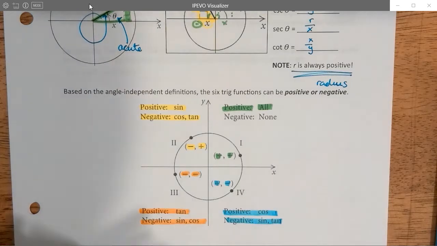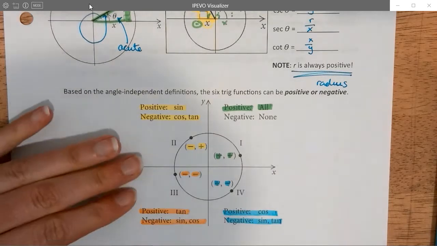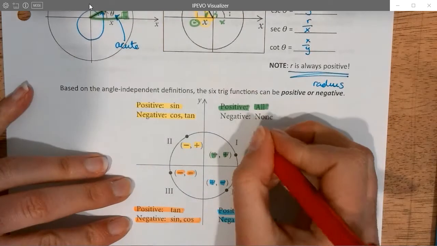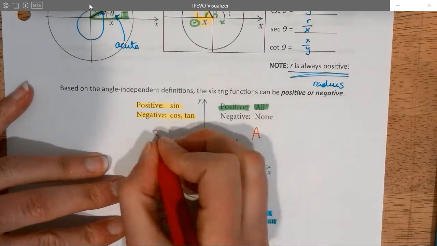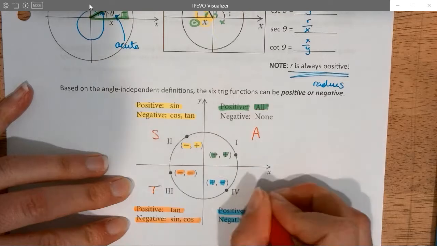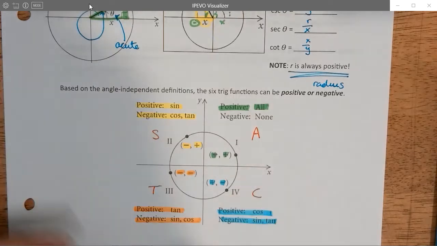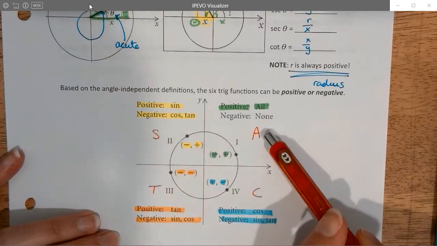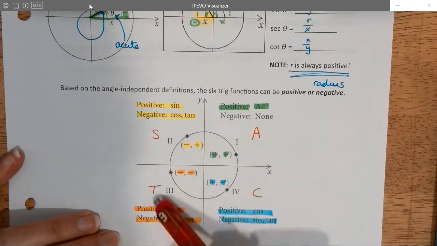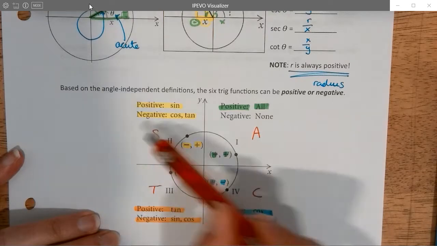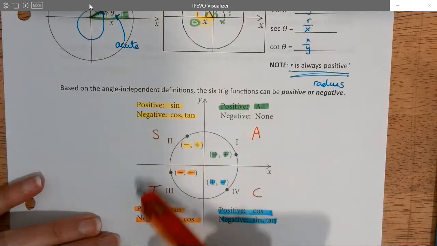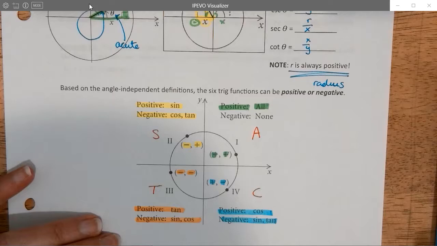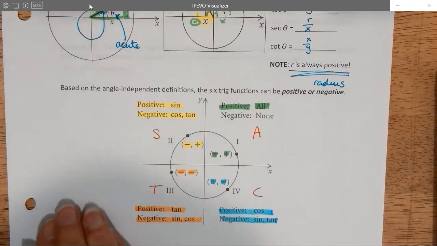Okay. Now, to remember which ones are positive and which ones are negative, besides just computing them, sometimes we remember that all are positive, sine is positive, tangent's positive, cosine is positive. So the mnemonic device is all students take calculus, ASTC, going from quadrant 1, 2, 3, 4. All students take calculus: all are positive, sine is positive, tangent's positive, cosine is positive. So make sure you take calculus.